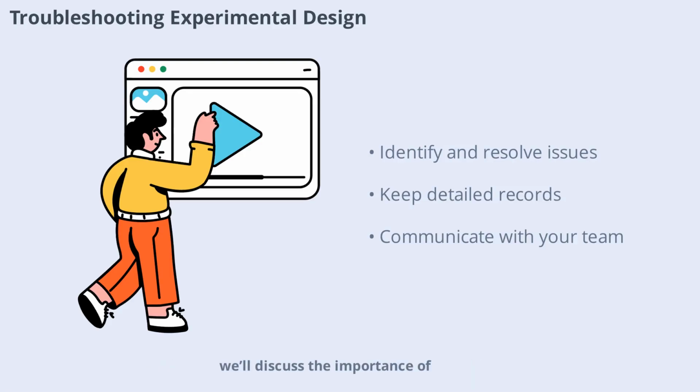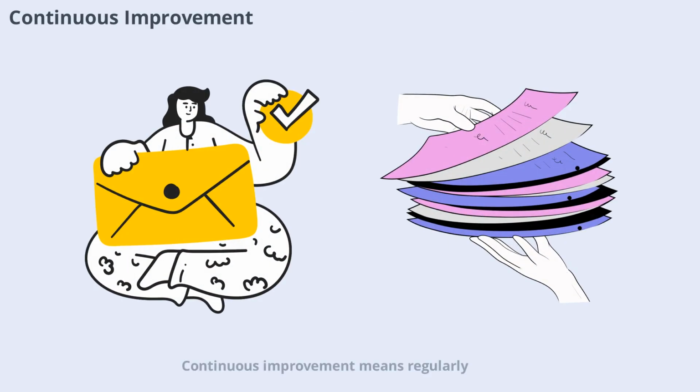Next, we'll discuss the importance of continuous improvement in experimental protocol. Continuous improvement means regularly reviewing and updating experimental protocols. Feedback from pilot studies, peer reviews, and completed experiments can highlight areas for enhancement. By embracing a culture of improvement, researchers can increase efficiency, accuracy, and safety. This approach ensures that protocols remain relevant and effective over time.